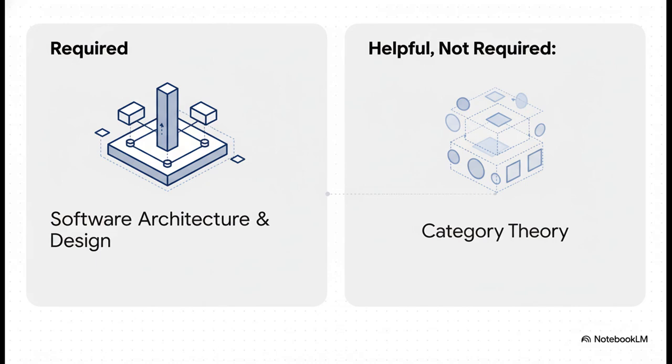Now, in terms of what you need to know coming in, a solid background in software architecture and design is definitely required. But here's the important part. You do not need to be an expert in category theory. The book uses concepts from it, sure, but they're treated as helpful context, not as a barrier. That makes the whole thing much more accessible.